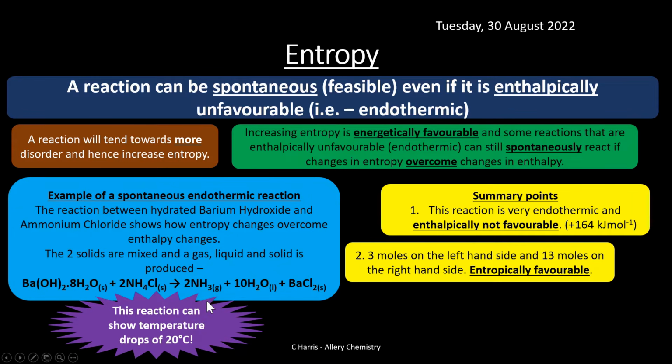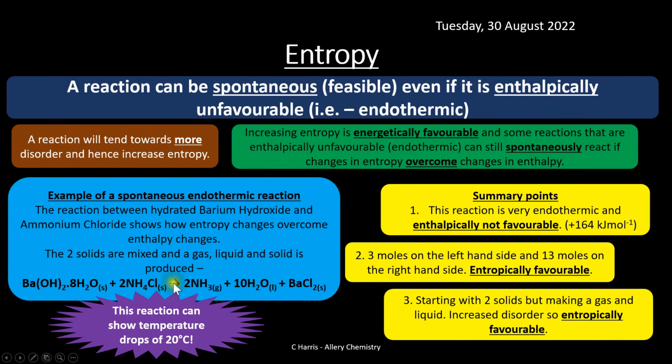But if we look at the number of moles on the left and how many moles on the right, we've got 3 moles of solid on the left hand side, and on the right hand side we have 13 moles of gas, liquid, and solid. So entropically, this is definitely favourable. We're producing many more molecules of product than we started with as reactant. But also, we're producing a gas and a liquid, which is more disordered than the 2 solids we started with.